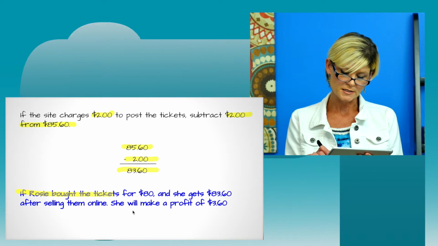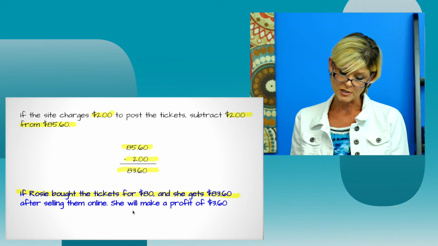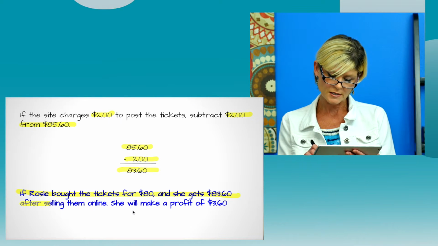So if Rosie bought the tickets for $80 and she gets $83.60 after selling them online, she will make a profit of $3.60.